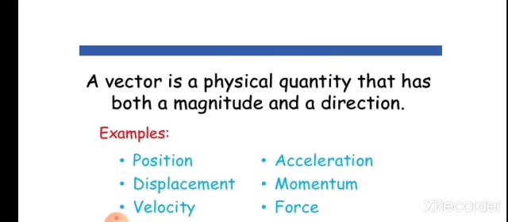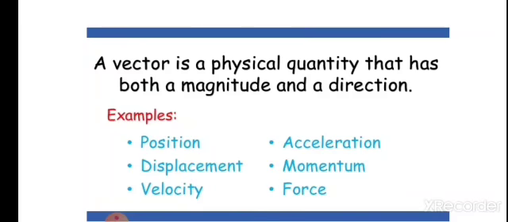Now let us define a vector quantity. A vector is a physical quantity that has both magnitude and a direction. Examples are position, displacement, velocity, acceleration, momentum, and force. These are some of the examples of vector quantities.